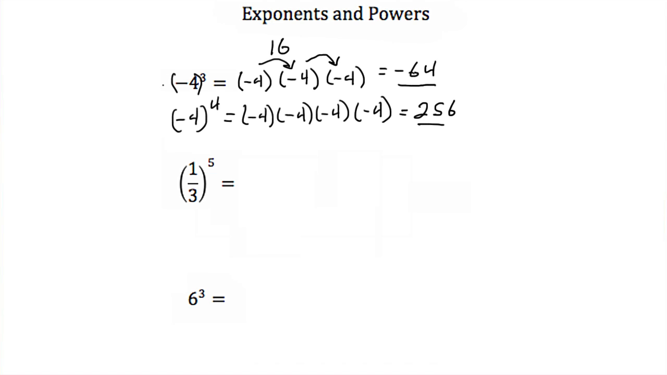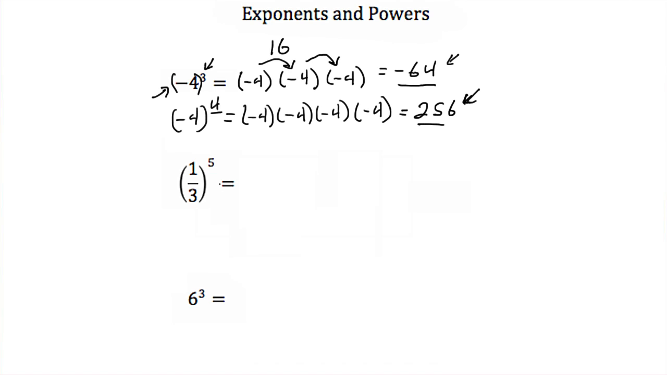Well, notice, if you ever have a negative base, or a base that's a negative number, and your exponent is odd, you're always going to end up with a negative answer. If you have a negative base and you have an even exponent, then your answer is always going to be positive, just from the way that multiplying negative numbers consecutively works.